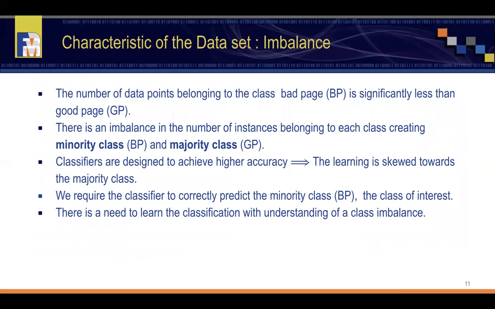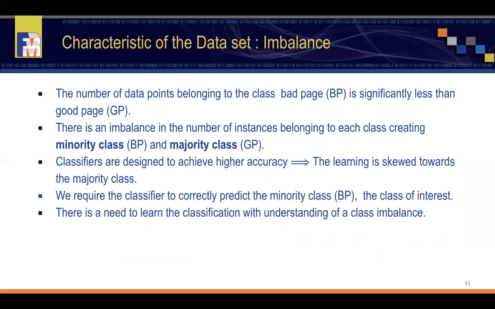Before we dive into the classification algorithms, we've studied the data set and observed a particular characteristic. The number of data points belonging to the class of bad page is significantly less than the number of data points belonging to the class good page, which means there is an imbalance between the number of instances belonging to each of the classes, thus creating a majority and a minority class. Here, the majority class being the good page and the minority class being the bad page.